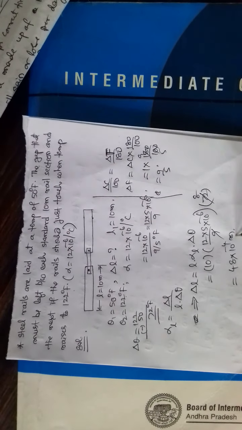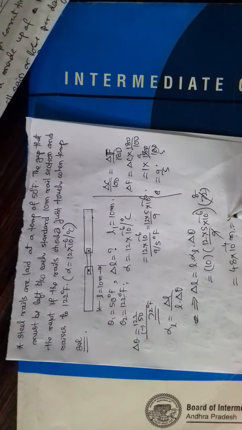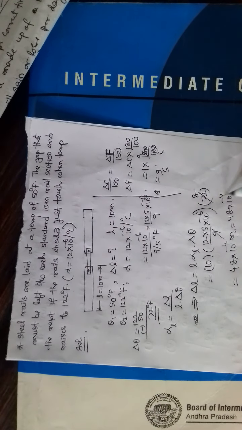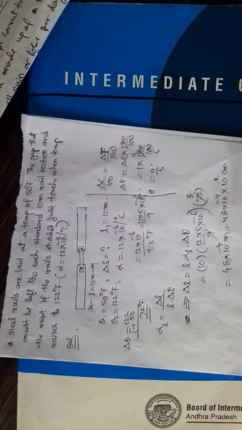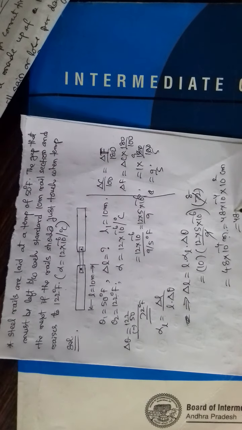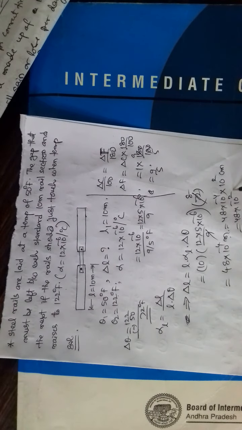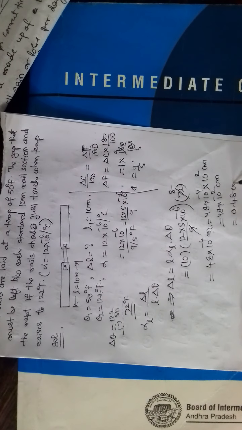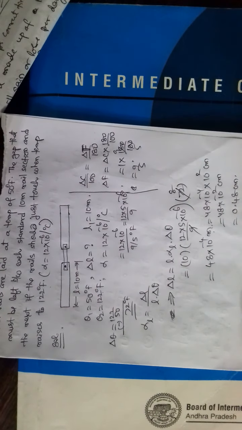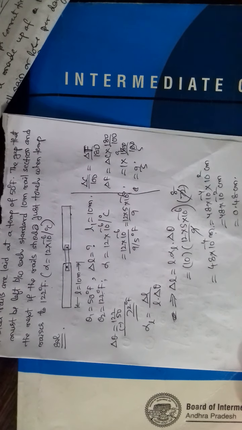We get this much. If options are given in centimeters, 1 meter is 100 centimeters, we get 48 into 10 to the power of minus 2 cm or 0.48 cm. So this much gap must be left.